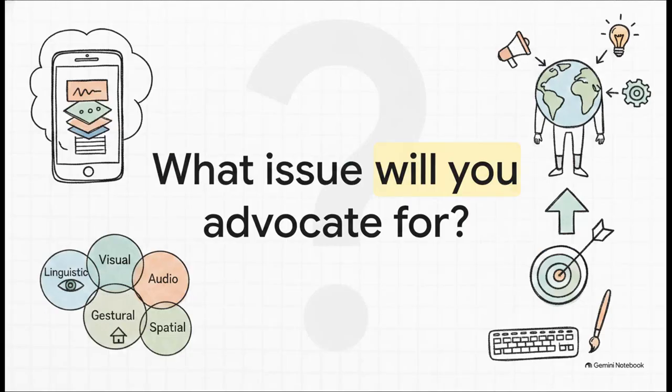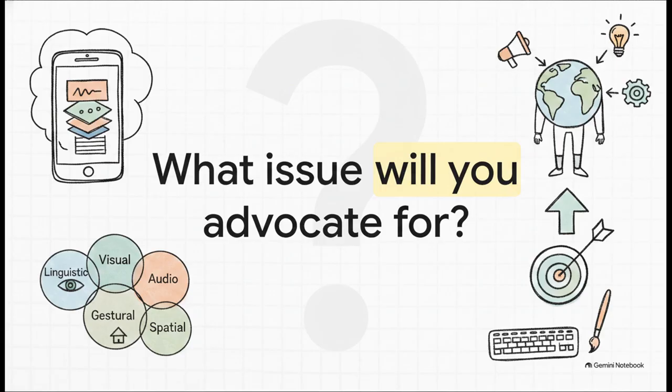Which brings us to the end of our explainer. I want to leave you with one final provocative question to think about. What issue will you advocate for? Remember, you already possess the innate multimodal skills from your daily digital life. You already know how to layer text, images, and sound.